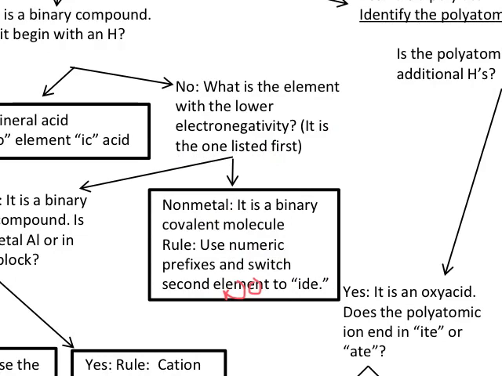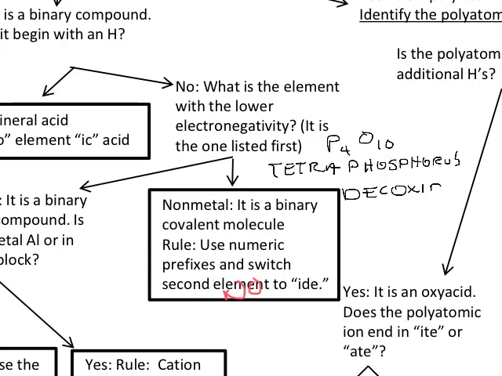So if we had P4O10, this is going to turn into tetraphosphorus, because there are 4, decoxide, because there are 10.